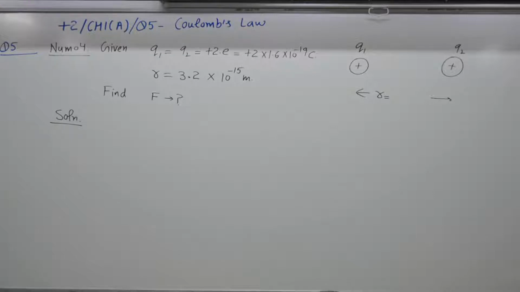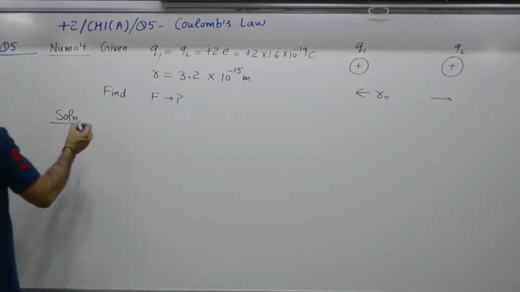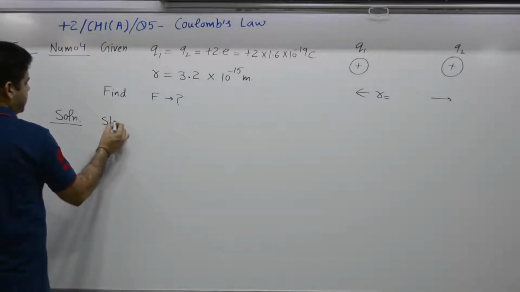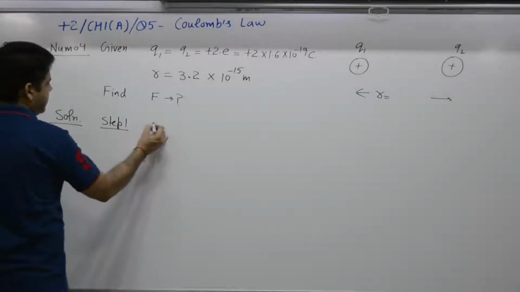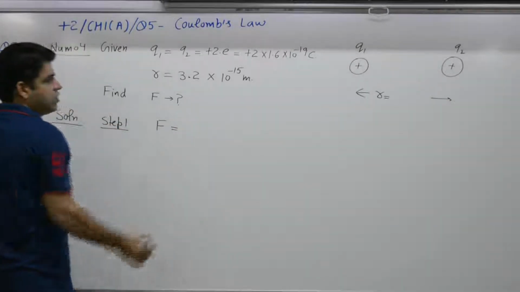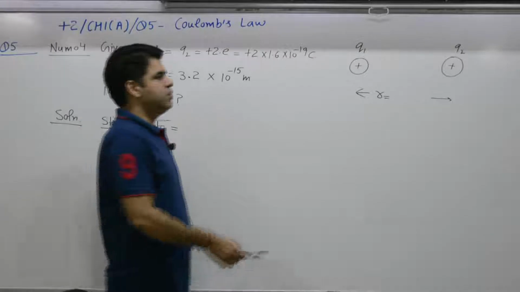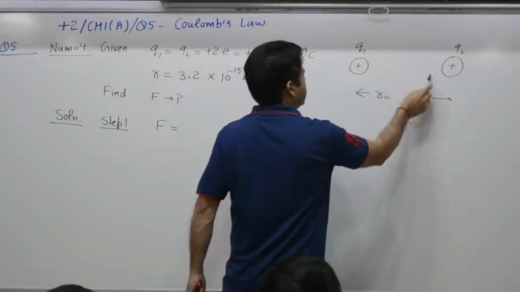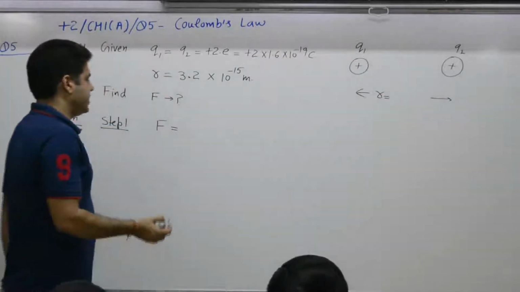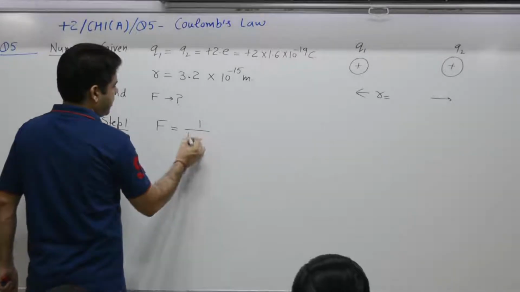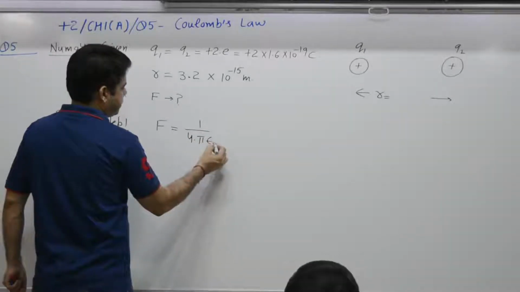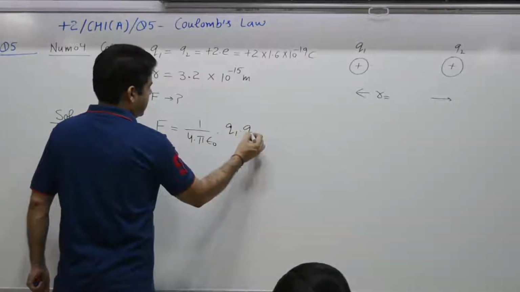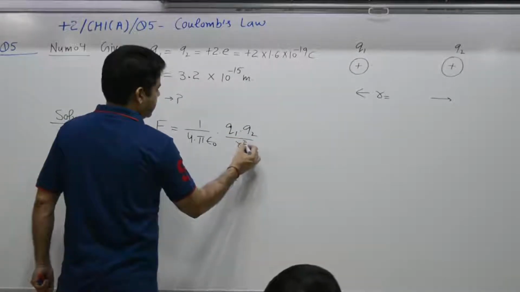Concept, yes. Step 1 is to write the concept. F is equal to, nothing is mentioned. What is the medium in between the two? That means what? You will assume it to be free space. F is equal to 1 by 4 pi epsilon naught Q1 Q2 by R square.